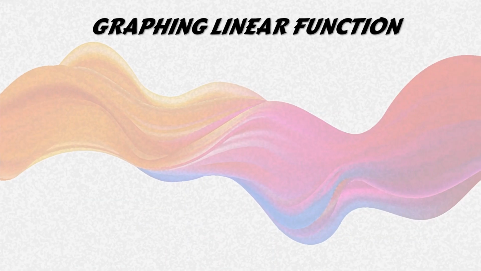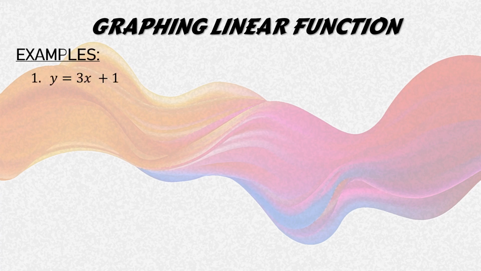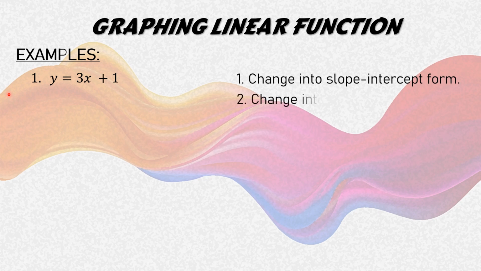Let us now proceed on graphing linear function. So let's have the example y equals 3x plus 1. So first step is to change the given into slope-intercept form. Ano nga ba ang formula ng slope-intercept form? That is y equals mx plus b. So ang given natin ay naka-slope-intercept form na, so therefore let us proceed on the second step.